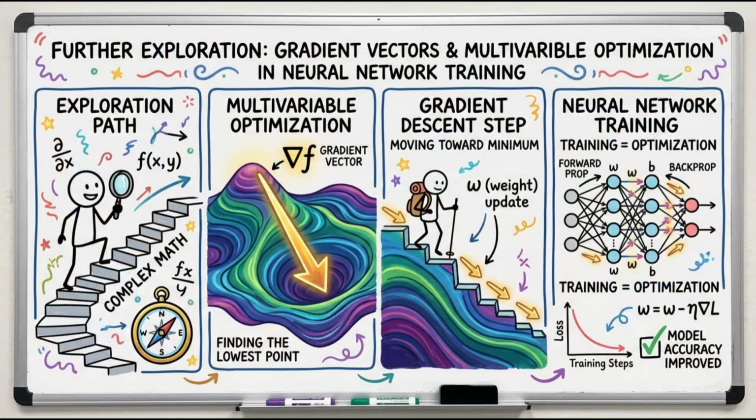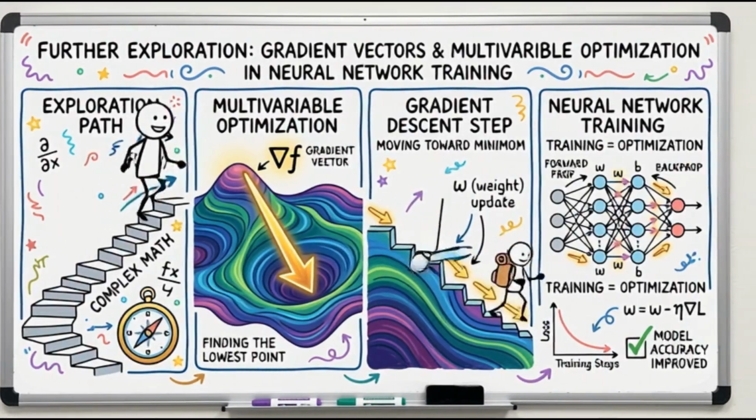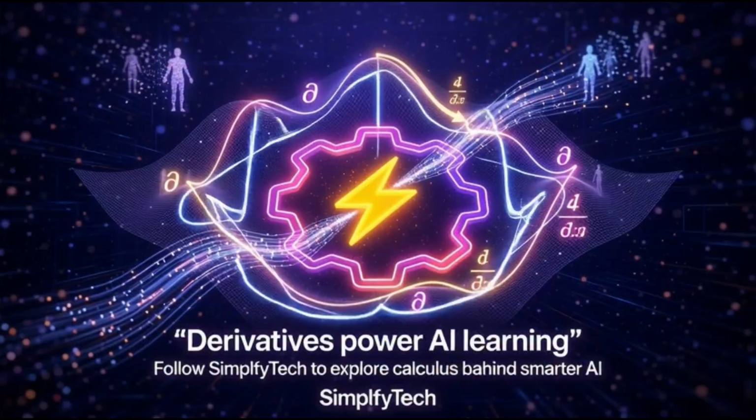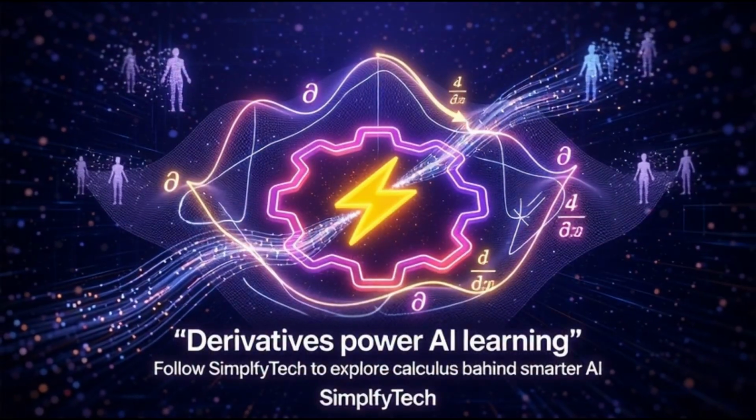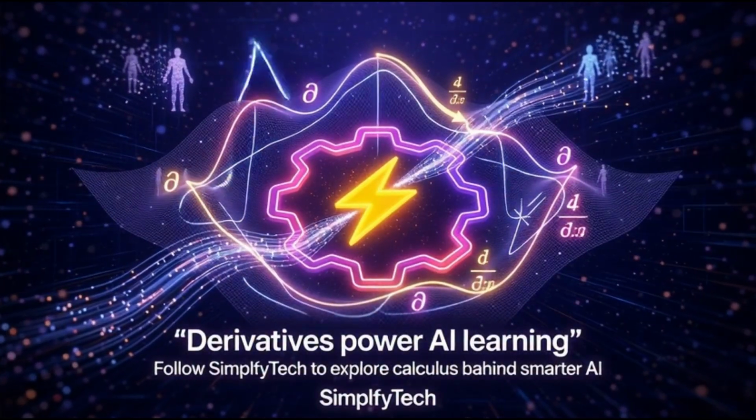Further exploration often includes gradient vectors and multivariable optimization, which are central ideas in neural network training. That's how derivatives and partial derivatives power the training of AI models.